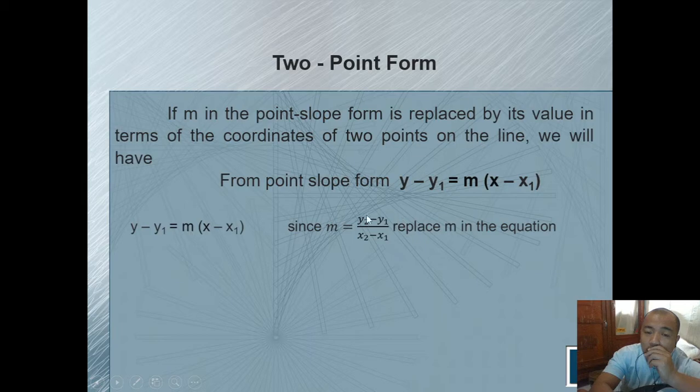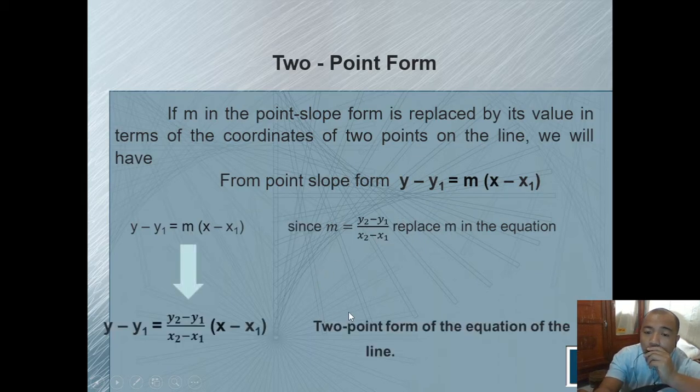Place mo lang yung m nito, and then this is now actually the 2-point form of the equation of a line. y minus y sub 1 equals y sub 2 minus y sub 1 all over x sub 2 minus x sub 1 times the quantity x minus x sub 1. So we use this form when we are trying to find an equation of the line that passes through two given points. And then how about this point slope form? We use this when we are given a point and a slope of the line. So the 2-point form of the equation of the line is this.